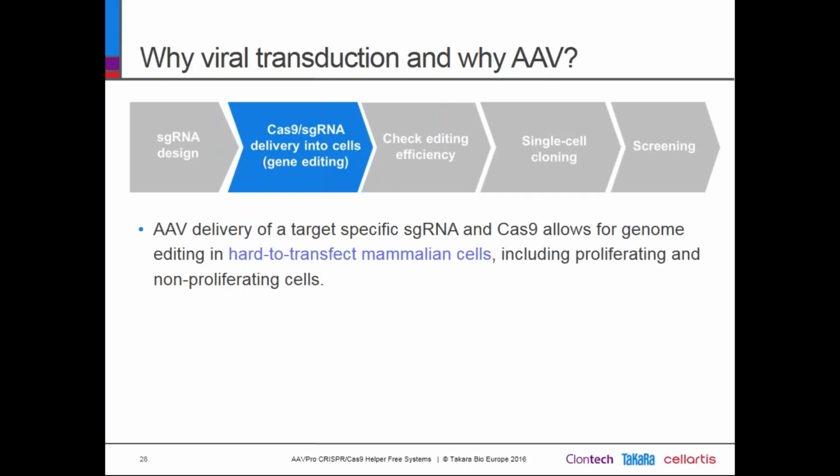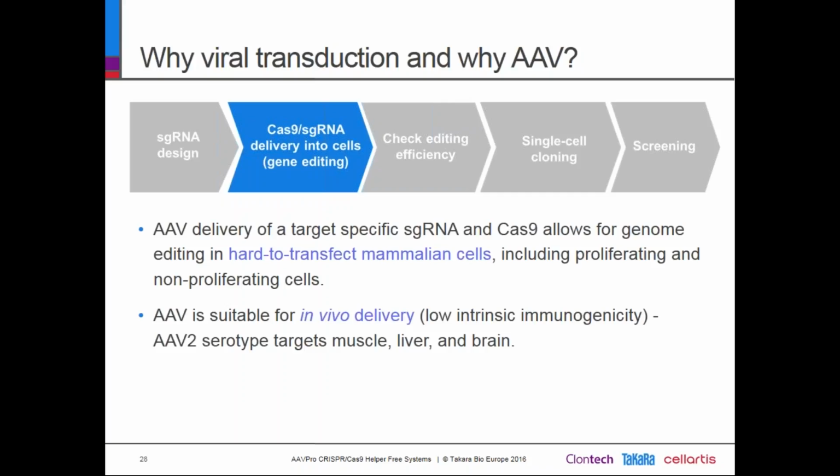And a bit similar to Gesicles, AAV delivery can help for genome editing in hard to transfect mammalian cells. AAV can also target proliferating and non-proliferating cells. AAV is also suitable for in vivo delivery. It's a virus which has a very low intrinsic immunogenicity, and our systems produce AAV2 serotype, and this serotype targets muscle, liver and brain in vivo.